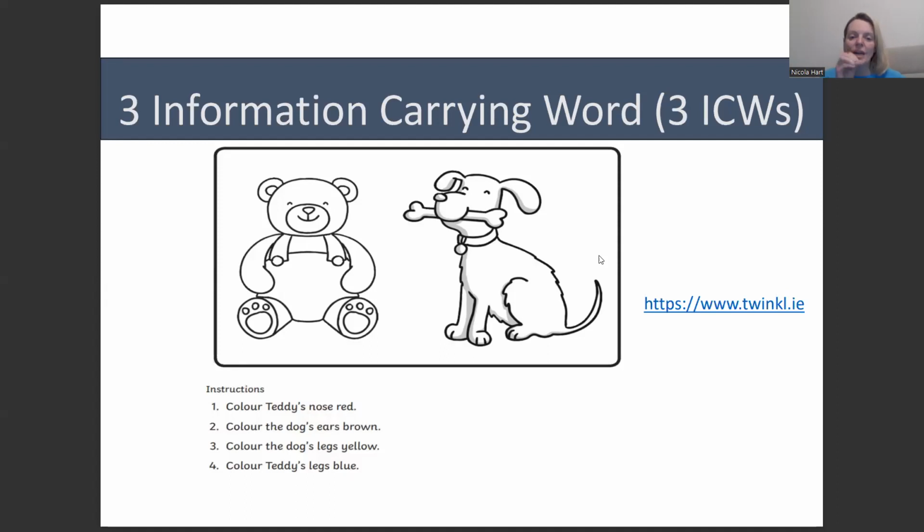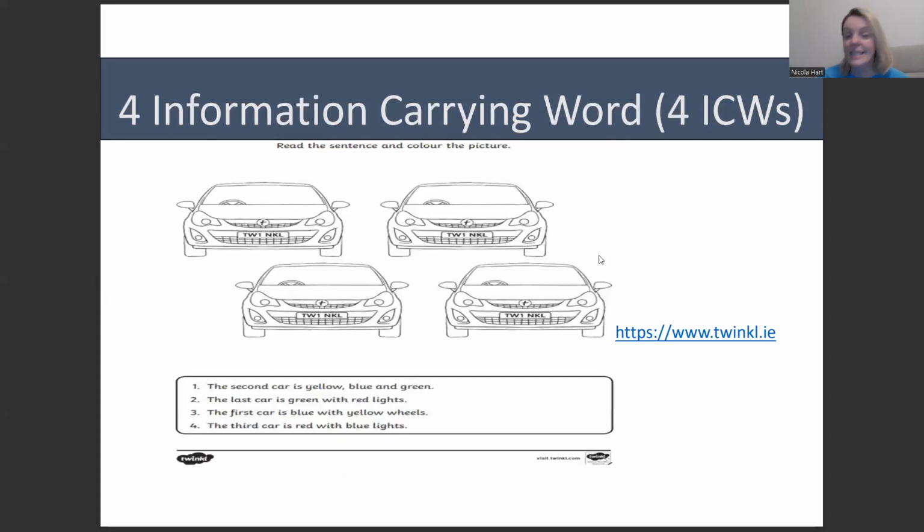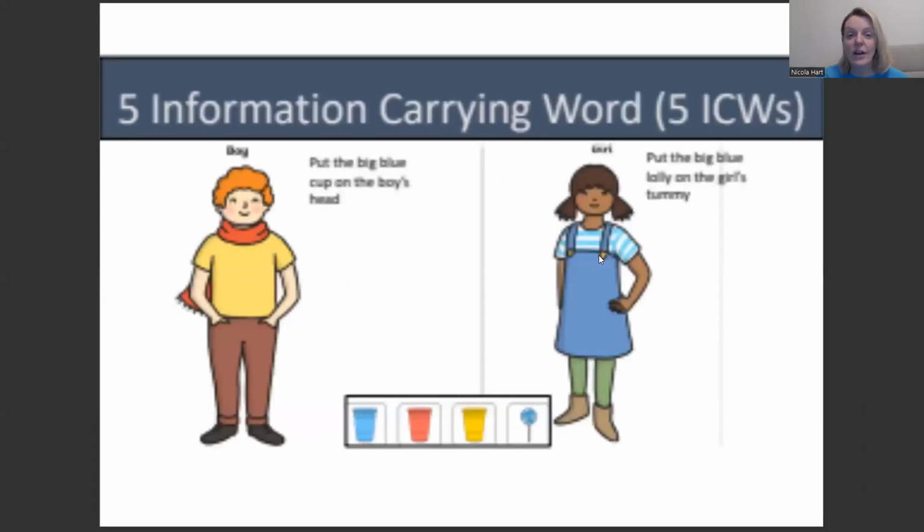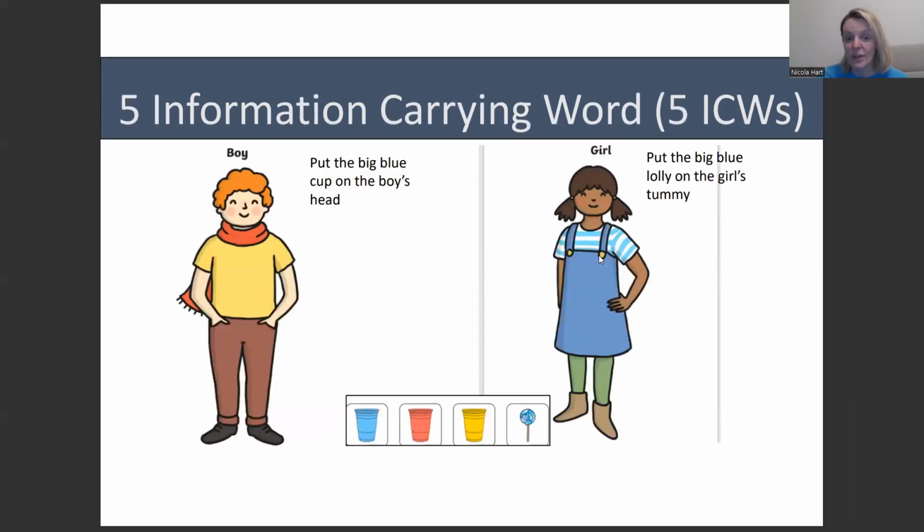This one really makes the child sit and think about it, because you have to look at the paw. Is it the foot, is it the ear, is it the nose? They really have to listen to the information carrying word. That's getting more complex, the 4 information carrying word. We have a 5 information carrying word there. Can you see how much more complex that sentence is and how much the child, or the student, has to really listen to the words?